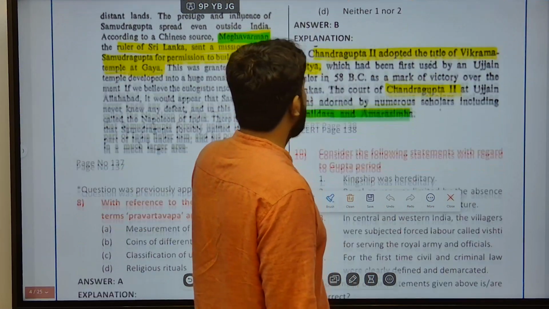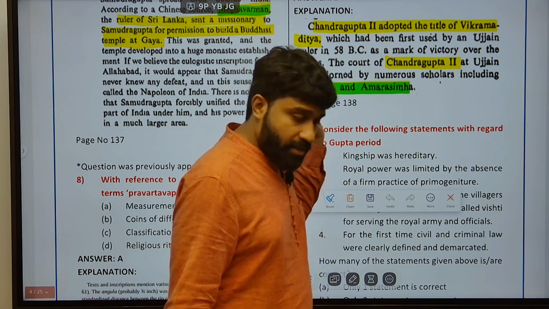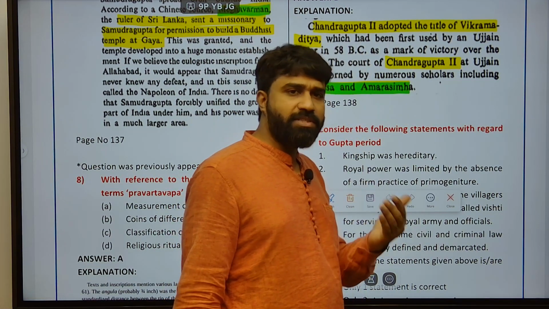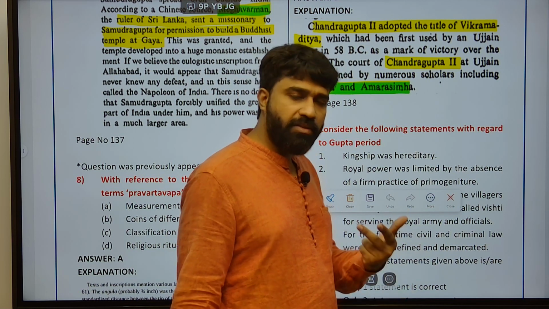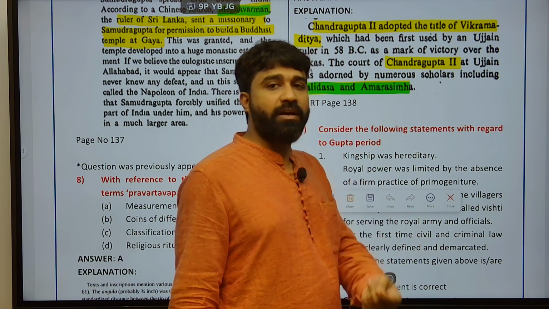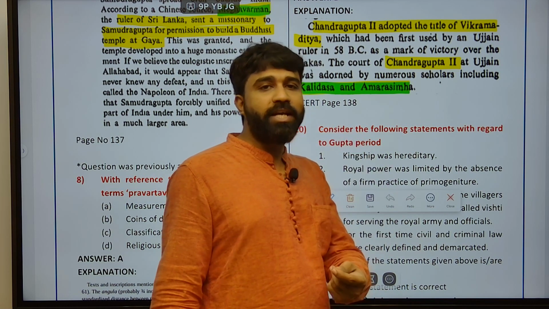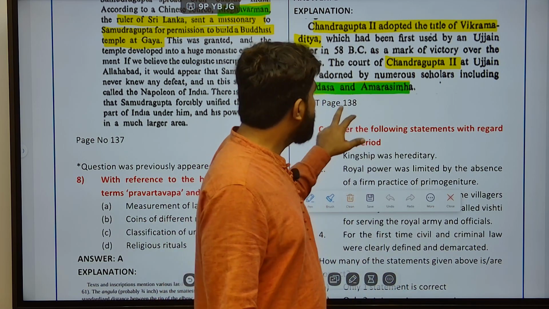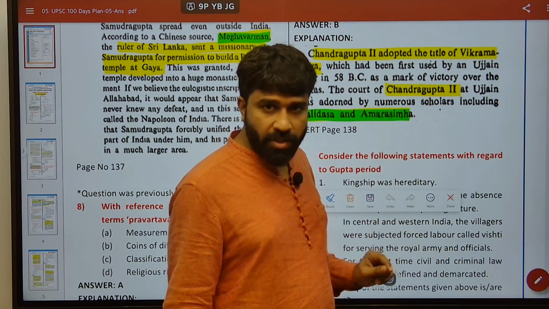Next, the Vikrama era, the last question on the left side of the page. The Vikrama era was started by Chandragupta II in 58 BC in commemoration of his victory over the Shakas, and he was also given the title Vikramaditya. So that is related to Chandragupta II.